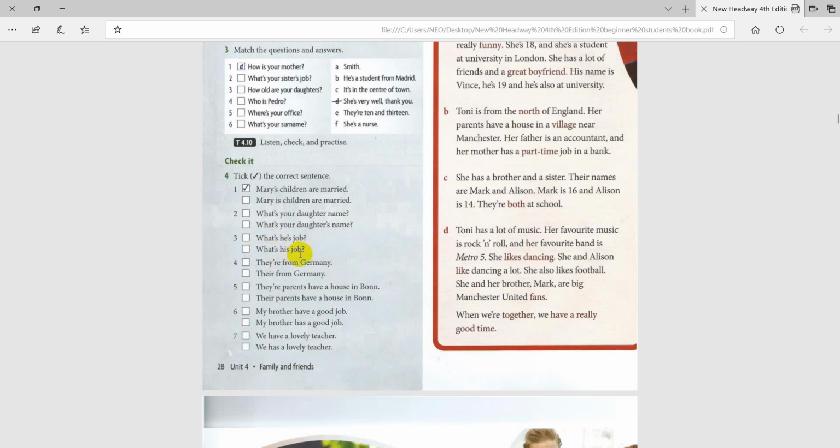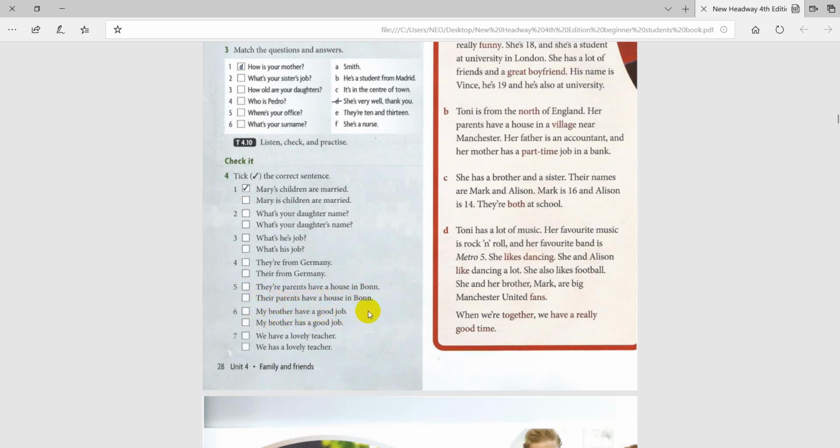They are from Germany. They're from Germany. Which one is correct? They are from Germany. Number one. Five, their parents have a house in Bonn. So number two is the correct one. Their parents have a house in Bonn.